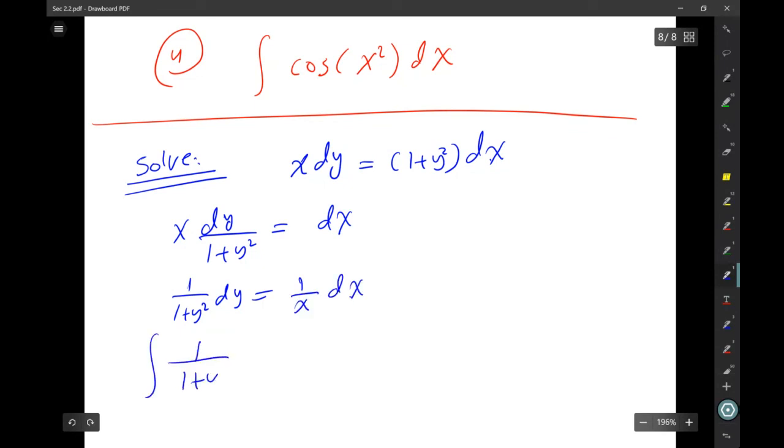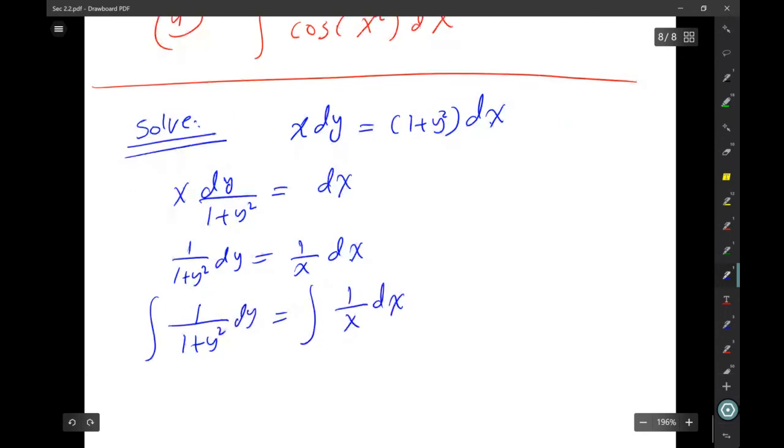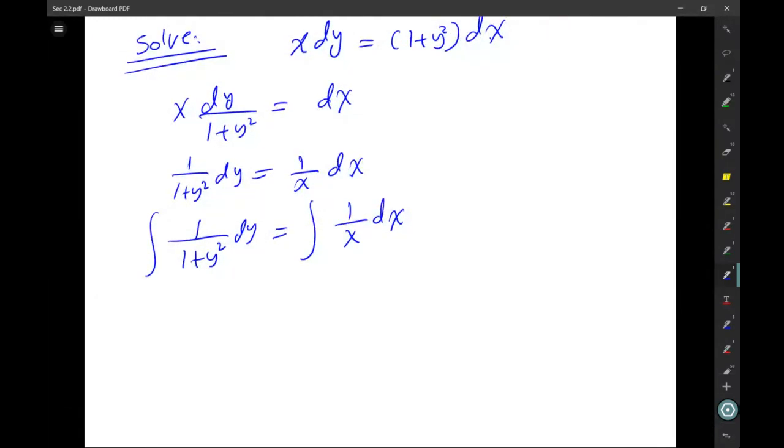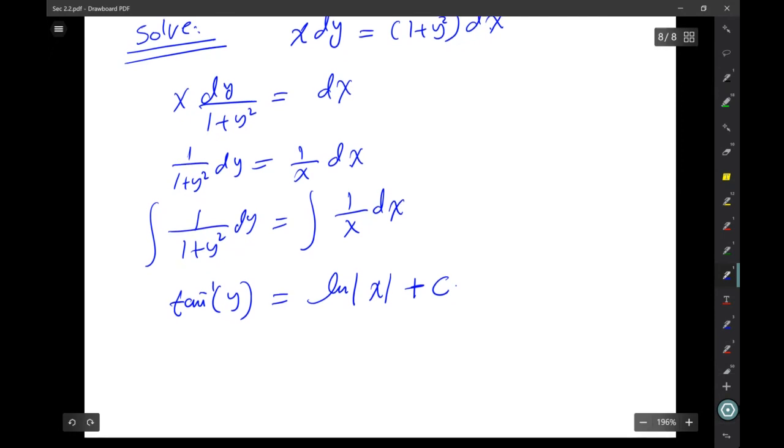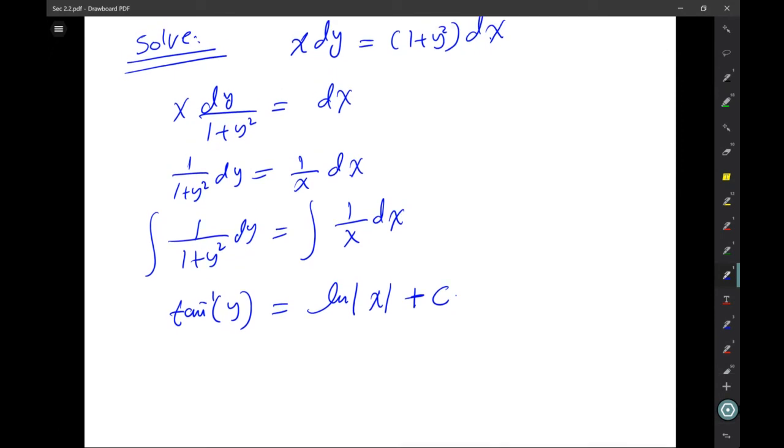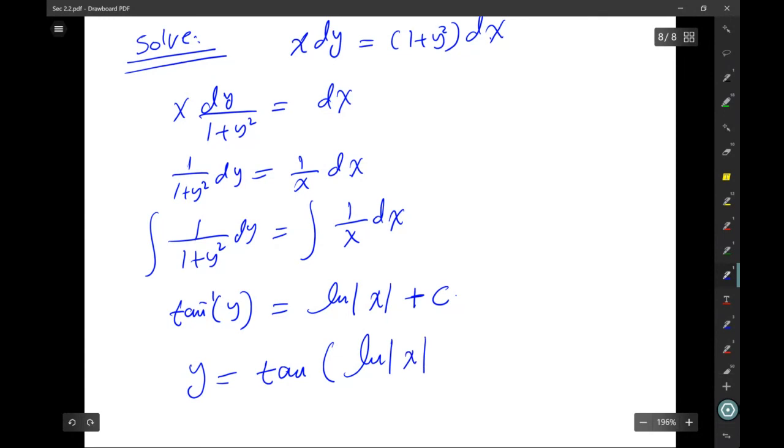Now the integration of dy over 1 plus y squared equals the integral of 1 by x dx. The integral of 1 over 1 plus y squared is what? tan inverse y equals ln absolute x plus c. Now, what's the value of y? Take tan for both sides, and y is equal to tan of ln absolute x plus c.